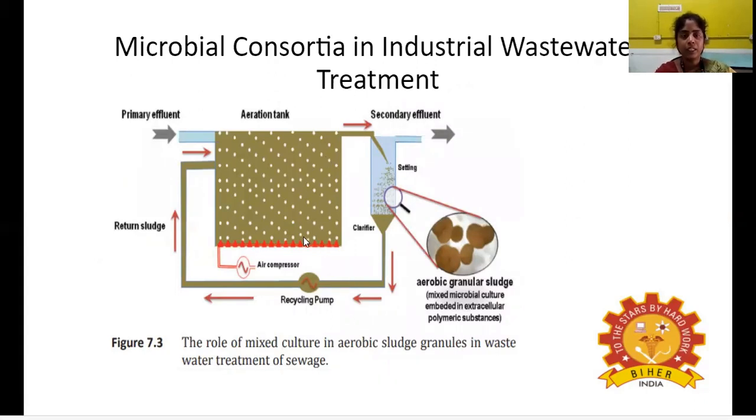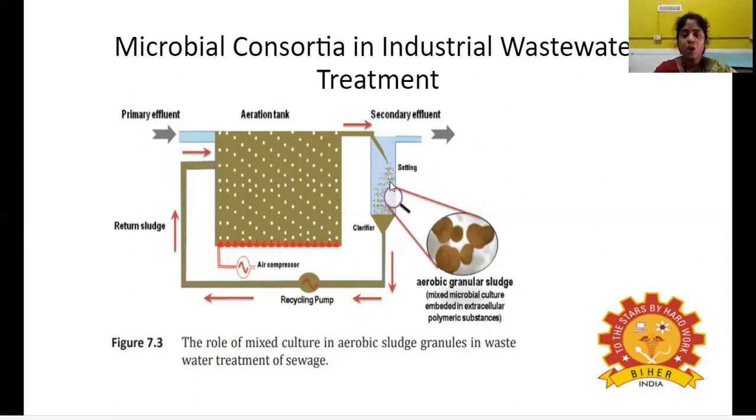So here, in the case of industrial wastewater treatment, we are going to give the effluent, which means the water coming out as waste, that has to be treated with the help of your mixed culture. That can be provided with the help of your aeration tank, where the reaction is going to take place, and the secondary effluent can be regenerated as a waste one.